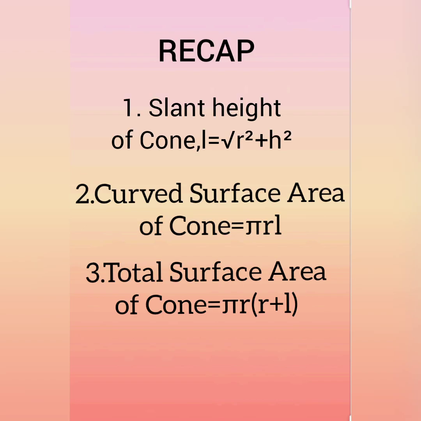So students, let's have a quick recap of what we have learned in this module. We have learned slant height of cone L is equal to under root r square plus h square. Curved surface area of cone is equal to pi r L. Total surface area of cone is equal to pi r into r plus L. And we have solved the questions related to surface area of cone from exercise 9.2. Thank you.